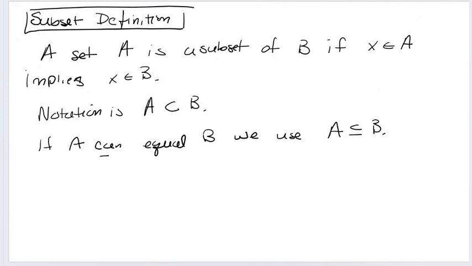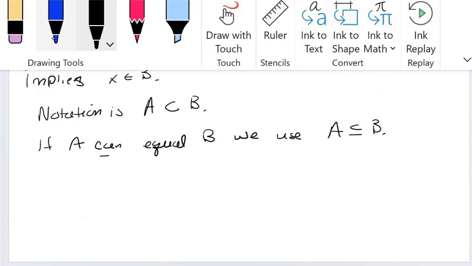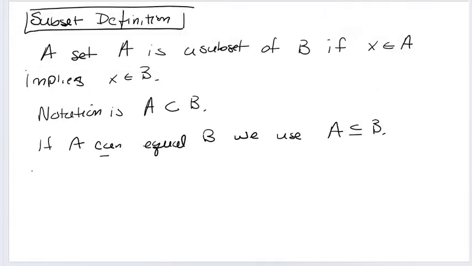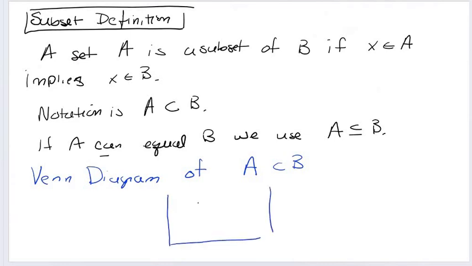Okay, so this is the formal definition of what it means to be a subset. You might have seen something called Venn diagrams before. I sometimes hear non-math people talk about Venn diagrams. You'll see something like this, a set B like this, and a set A inside it. You've probably seen that.